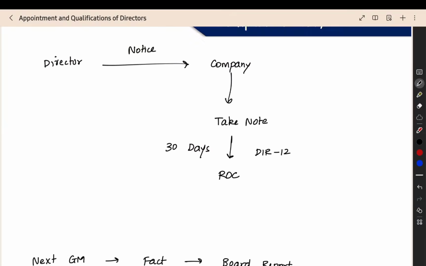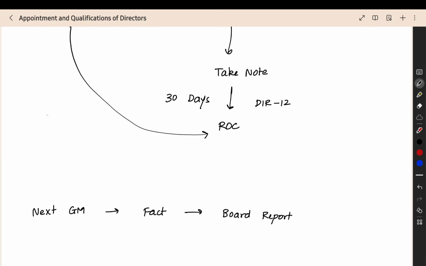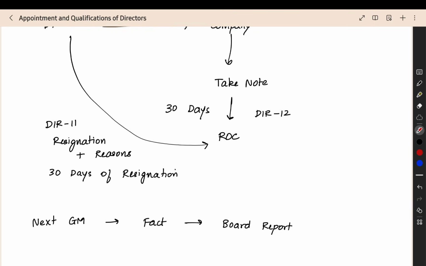Then what will happen? The director who resigned has to send one form, DIR 11, stating that they are resigning. Along with that, they have to send the reasons why they are resigning. This should be sent to the ROC within 30 days of resignation. So this is the process.